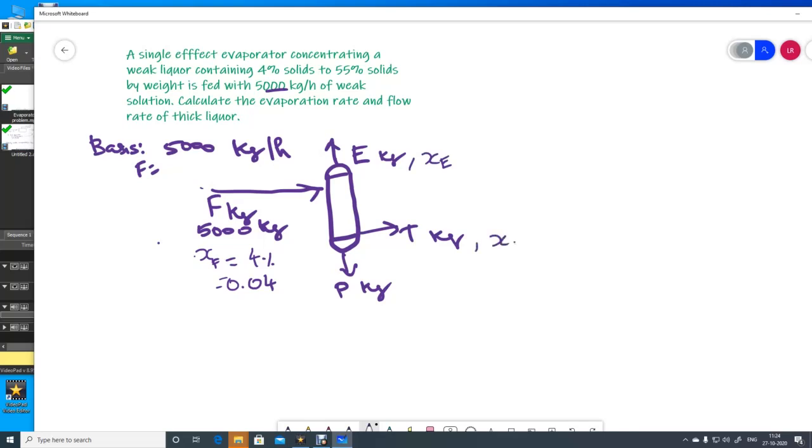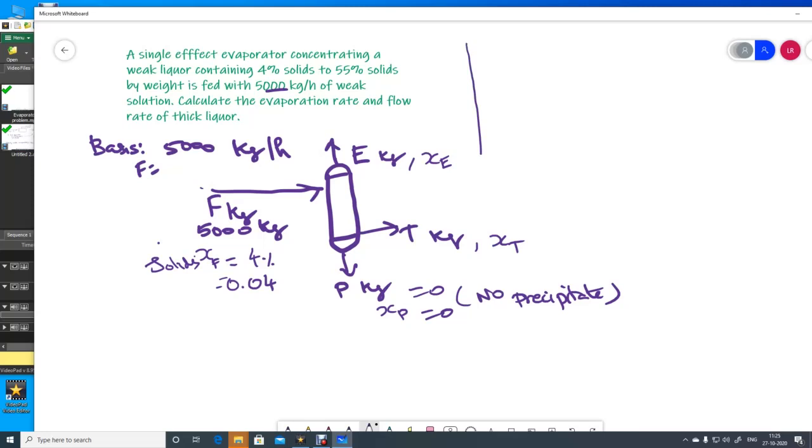So XT is the mass fraction of solids in T, XE is the mass fraction of solids in E, XP is the mass fraction of solids in the precipitate. In this problem there is no precipitate formation, so P is 0, XP is 0. Also XE is 0, the amount of solute or solid present in the evaporate is also 0. This is the general material balance diagram which I have drawn. In this particular problem we don't have any P and also there is no XE.